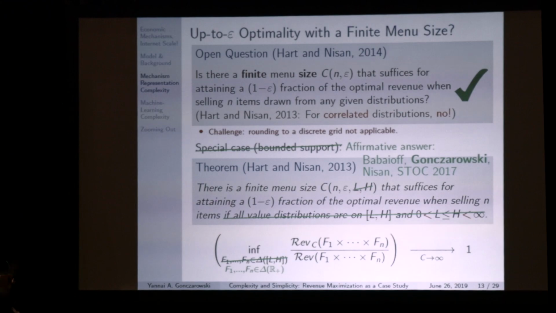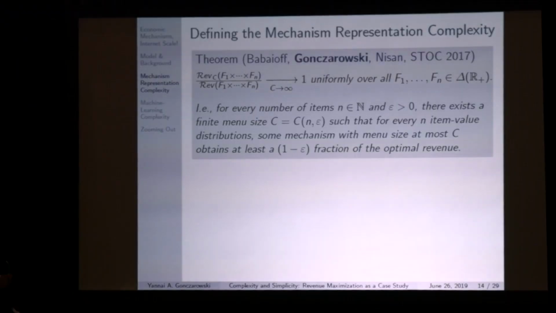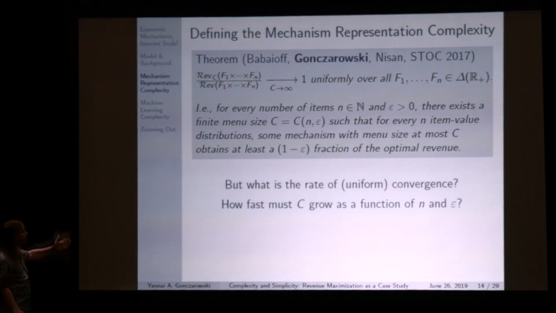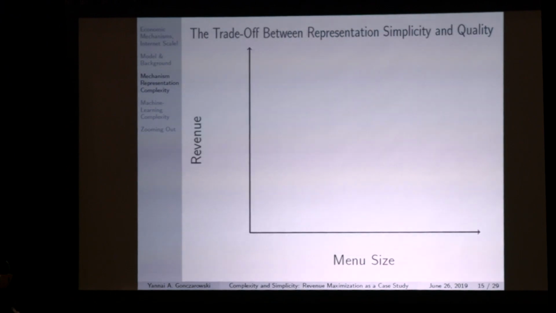Indeed, we can remove the dependence on L and H. Such a finite menu size exists, even if we don't know the bounds on the distributions, even for arbitrary unbounded distributions, however ugly. And this, of course, raises the next question: what is the rate of the uniform convergence of the revenue as the menu size grows? How fast must the menu size grow as a function of n and epsilon? Or in simpler words, how good can low complexity mechanisms be? How complex must high revenue mechanisms be?